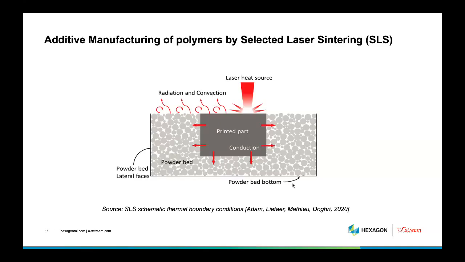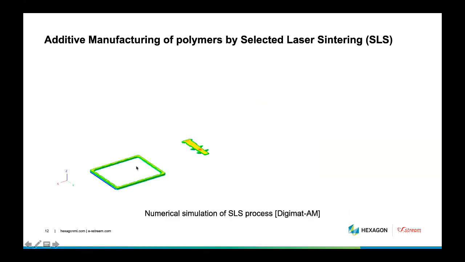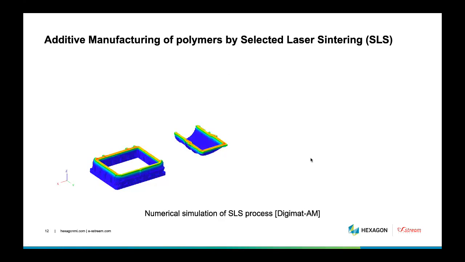So this is a numerical simulation of the selective laser sintering of a part. And actually it is the same part which is printed twice with different printing orientation. This will become clear once we are done with this animation here. So these are numerical simulations by DGMAT AM.